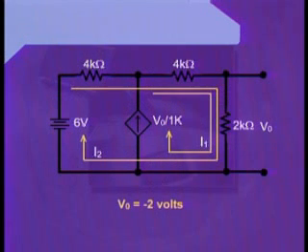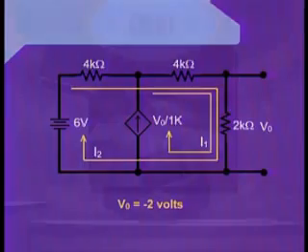Hence, we end up with V0 is equal to minus 2 volts.